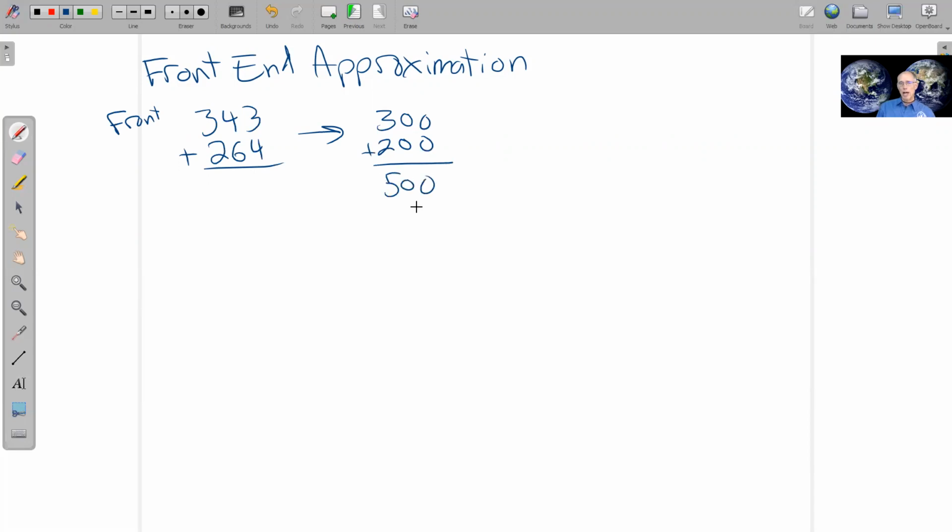Okay? So I'm not rounding here. All I'm doing is taking the leading digits and adding them up. Okay? So that's a quick approximation. And normally the way it works is I don't rewrite it, I just think it. So I'll show it again for another example.